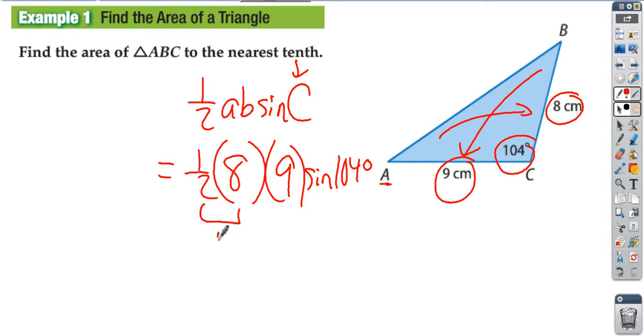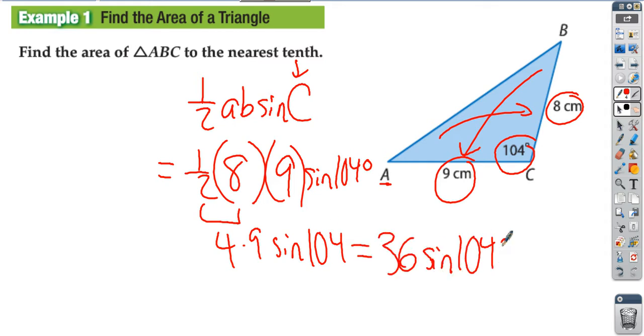So 1/2 of 8 is 4. 4 times 9 is 36. And then you're going to get 36 times the sine of 104 degrees. And when you plug that into a calculator, it winds up being about 34.9, in this case, square centimeters, because that's the unit they gave us. So 34.9 square centimeters would be the answer. Actually, I'm going to pull up the calculator so that we can use it later on. But again, this is the idea with finding area: you need to have an angle between your two sides, which in this case we did.